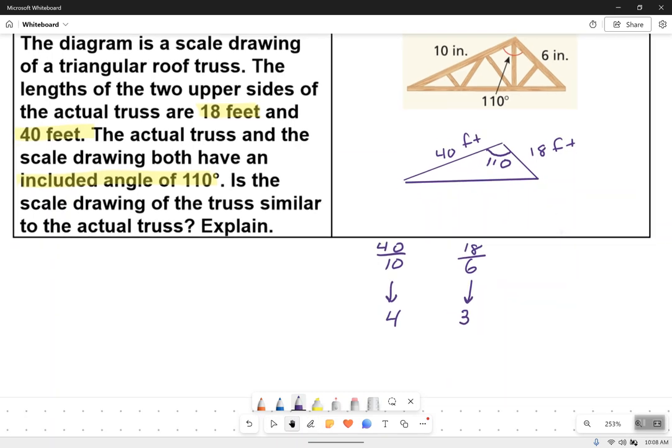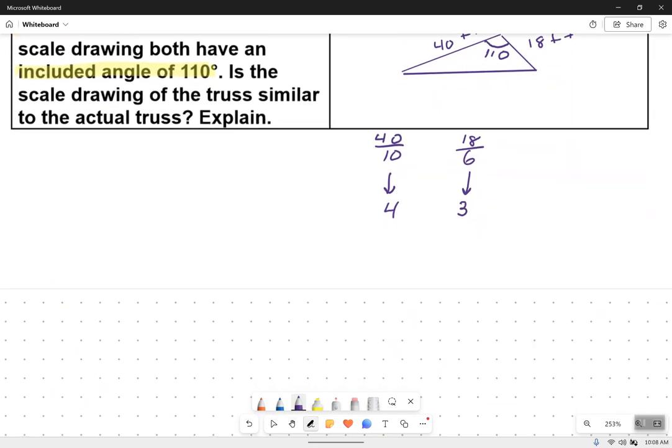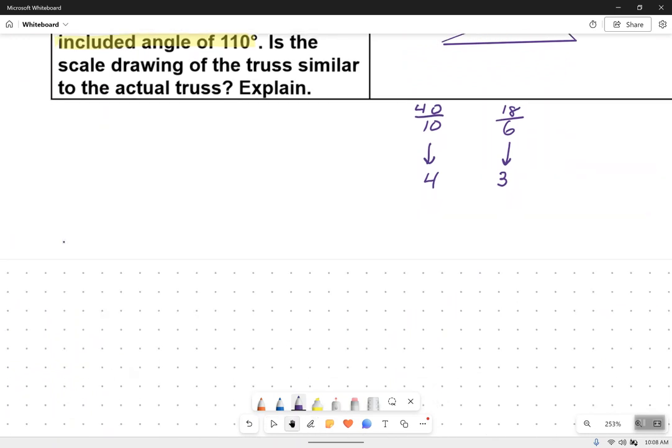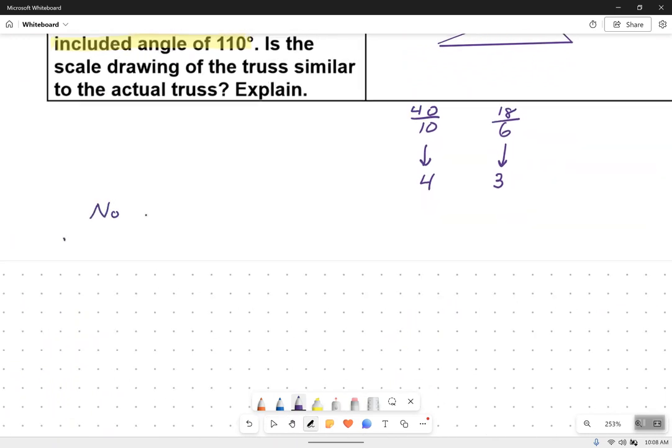Okay. Final question says, is the scale drawing of the truss similar to the actual truss? The answer is no, because our ratios of 40 over 10 and 18 over 6, are they equal or not equal? They are not proportional, right? They are not proportional. All right, those two ratios that we got in that side-angle-side setup to check, those ratios are not proportional. Therefore, they are not similar. Okay.